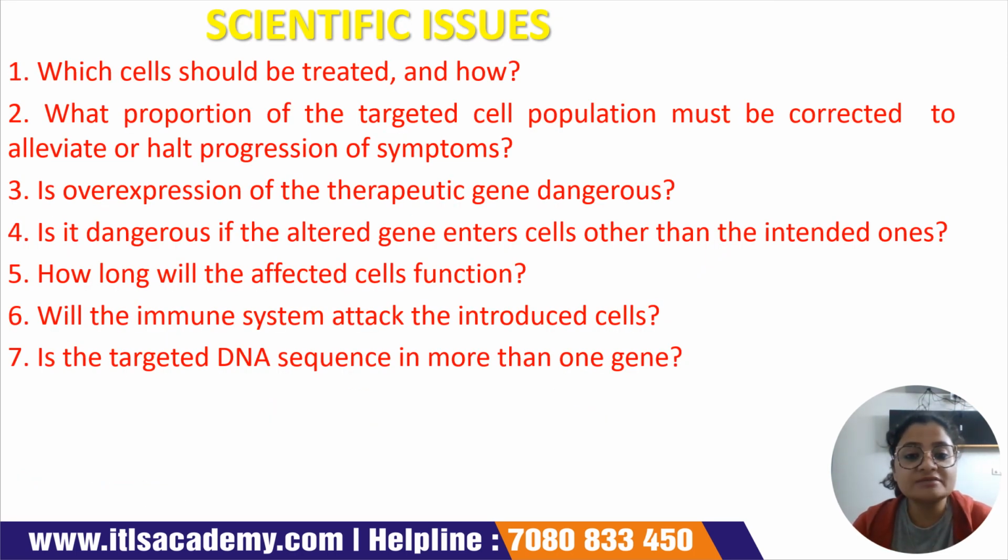Now, there are some important scientific issues which we need to know about when we are talking about gene therapy. Number one, which cells are to be treated and how? Number two, what proportion of the targeted cell population must be corrected to alleviate or halt progression of the symptoms? Means we need to know about the correct age group. Is overexpression of the therapeutic gene dangerous? Because in many cases, overexpression can be beneficial, and in many cases, it can be harmful. Is it dangerous if the altered gene enters cells other than the intended ones? Means except the target cell, if it is entering into the other normal cells of the body also, will it cause trouble or will it be okay? So these are the things that we need to know.